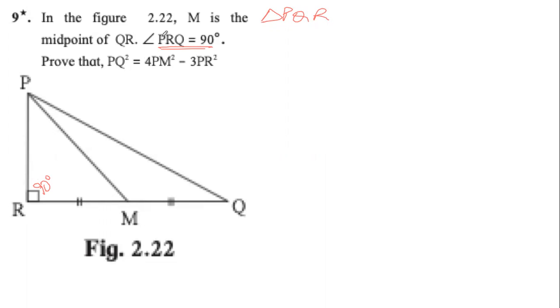Now it also says M is the midpoint. This is what I said, right? It's a combination of Pythagoras theorem and median. So MR equals to MQ. It's the midpoint. Then it says prove that PQ square equals to 4PM square minus 3PR square.